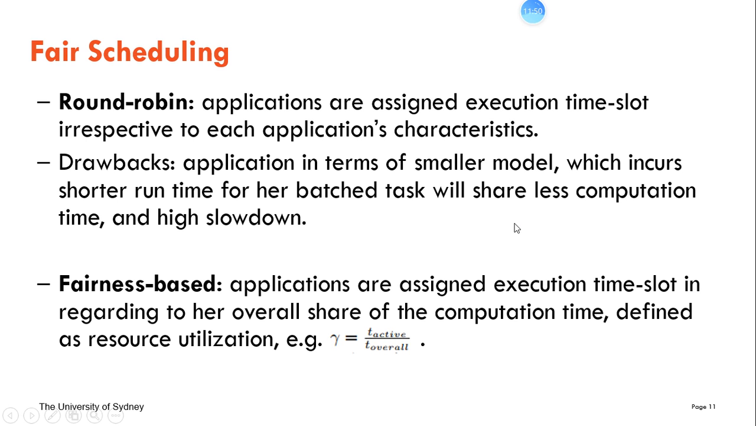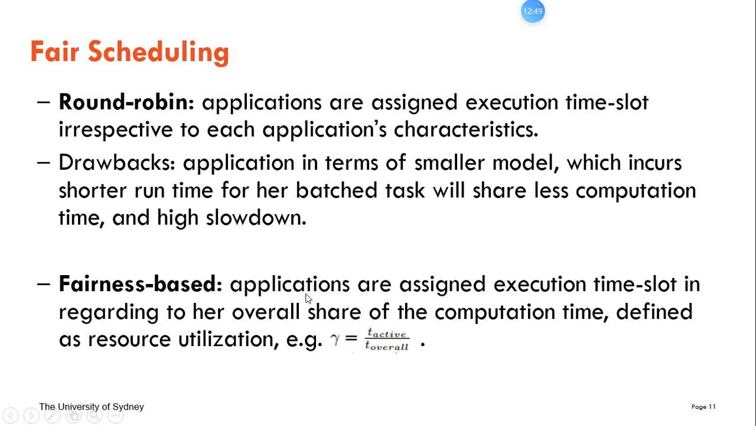For multiple application scheduling, we'd like to compare the round-robin and fairness-based scheduling mechanisms. First, applications are assigned for execution in their respective time slot. For round-robin, the applications are scheduled one by one. They are not dedicated to their specific characteristics, so it brings some drawbacks, like the application with a smaller model, which always incurs a shorter runtime, will be delayed a lot due to less share of the computational time.